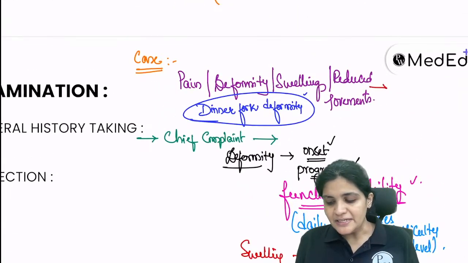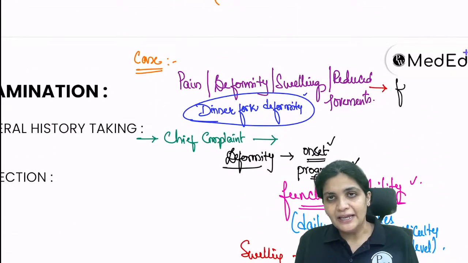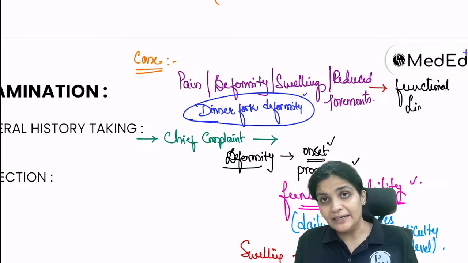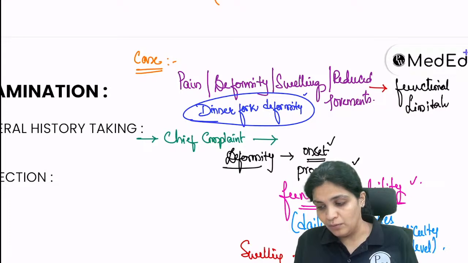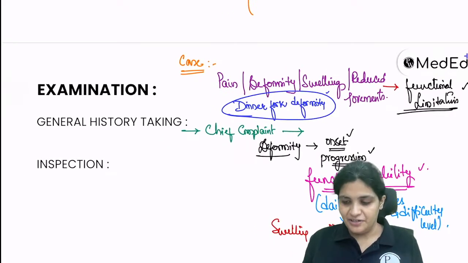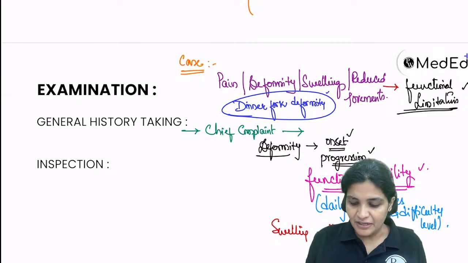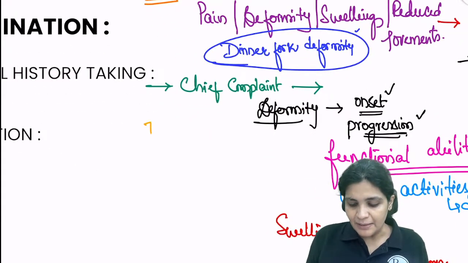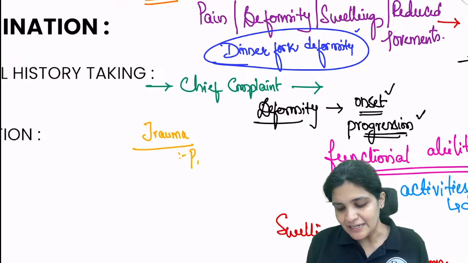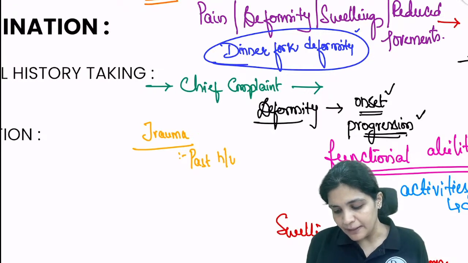Then restricted movements will again tell you about your functional limitation. So functional limitation is what are the functions they are able to do, what are the daily activities they are able to carry out, and what are the other activities which they are unable to do. This is about your general history taking. And whenever there is some history related to it, if it is something related to trauma, you have to always ask the past history related to that particular trauma.